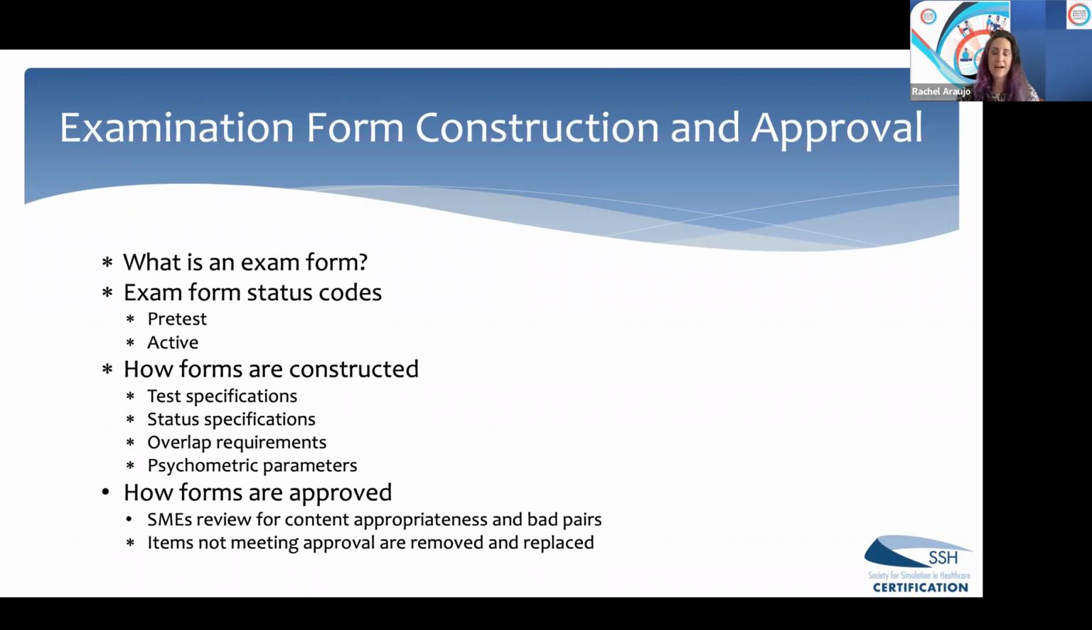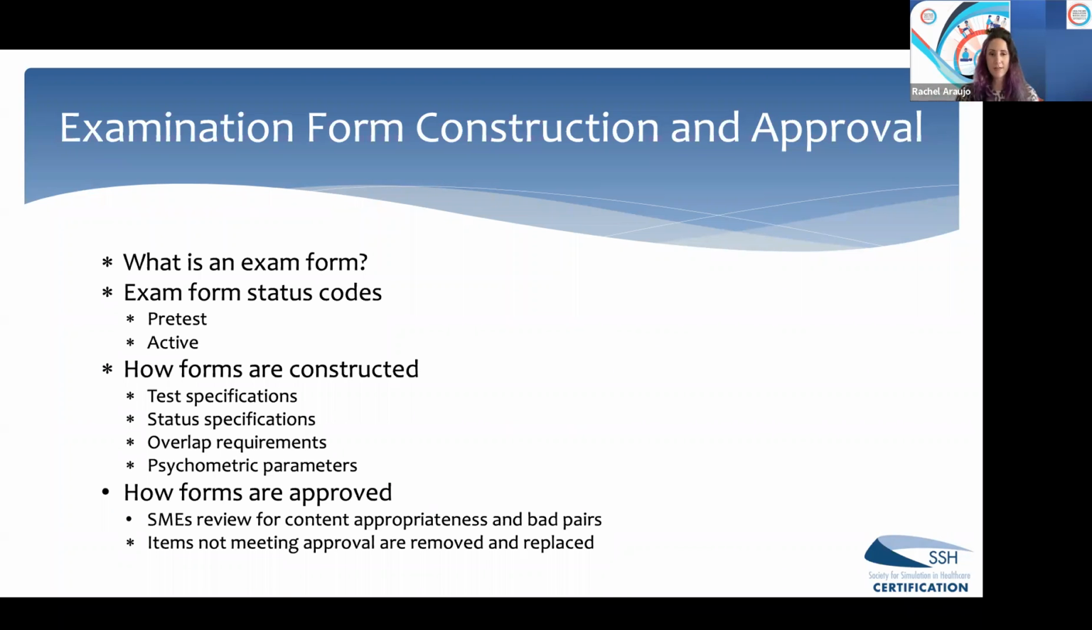Any items not meeting the consensus approval by the subject matter expert group are removed from the examination form and are replaced. So the SMEs will choose a replacement item, one that they like, and they go through the entire 115 items until they have a collection of 115 that meets all of the standards and meets their approval. And then that examination form, that collection of 115 items, is what is administered for candidates.